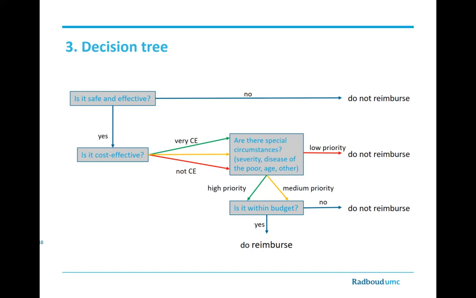No, then we say it's a high priority. If you have a service that's not cost effective, like palliative care in some instances for cancers, are there special circumstances for this service that still make it a high priority? Maybe yes, because that cancer can be a very severe condition, which would make it a high or a medium priority.